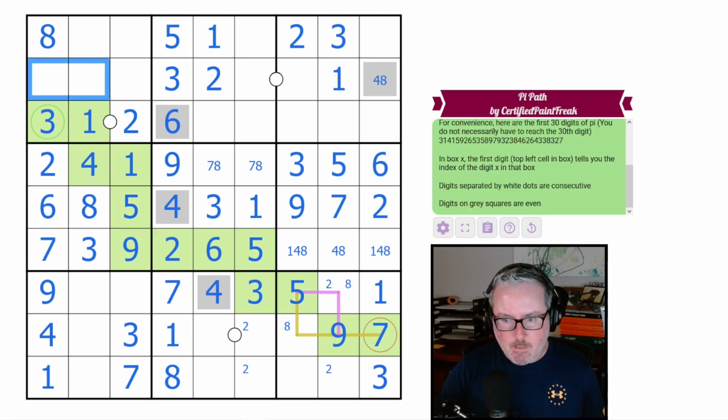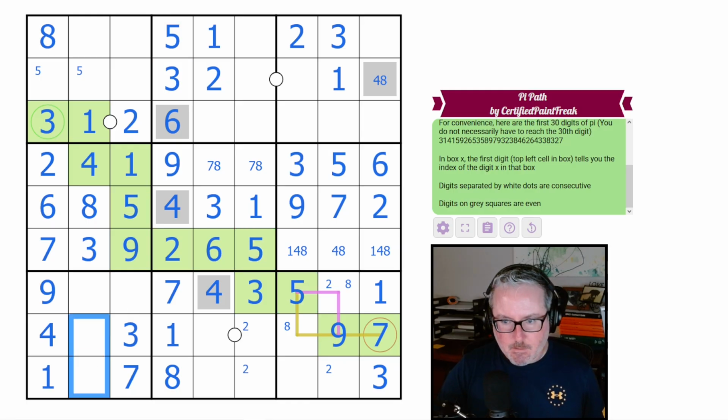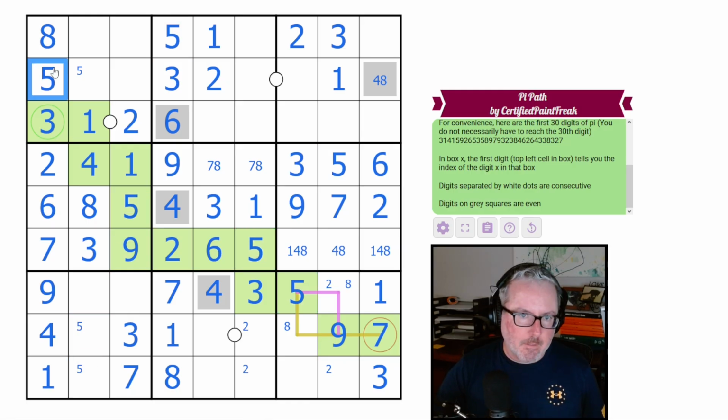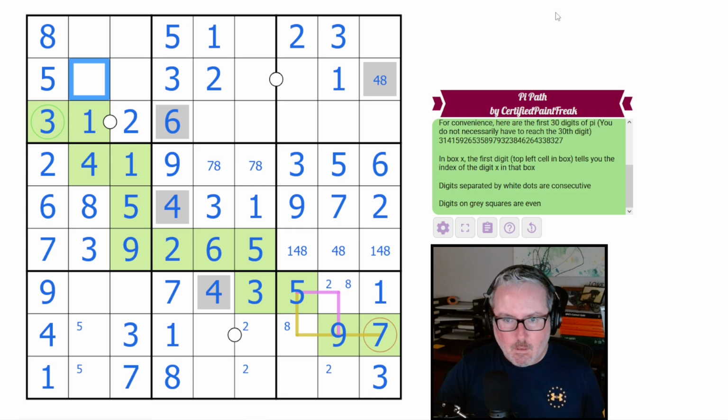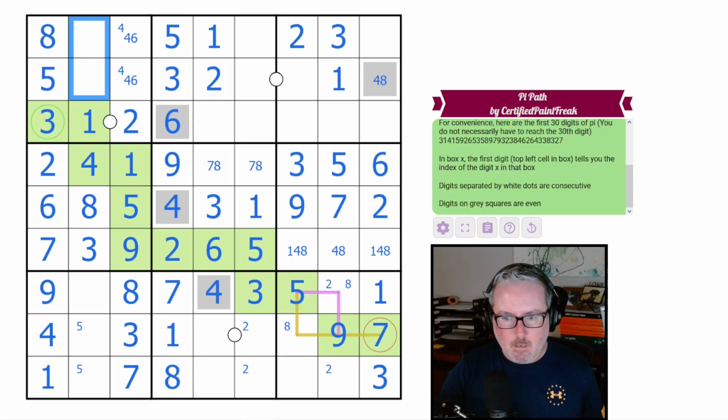5s. One of these is a 5. One of these is a 5, which means this is 5. Oh, we had that sitting there anyway. Is there anything obvious like that that I can just do instead of going down the list of everything? One of these is a 4. This is an 8. This is a 4-6 pair. This has to be a 7-9 pair.